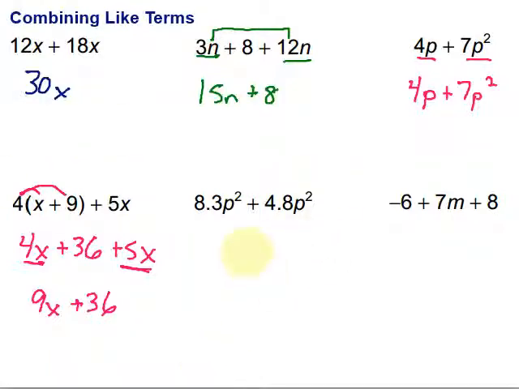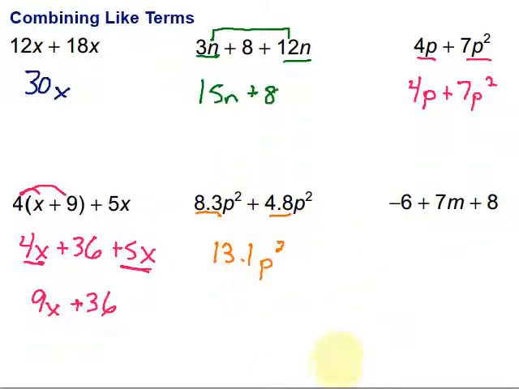Alright, how about this one? Well, here we've got some decimals going on. Well, let's look at the variables. Remember, like terms are the same variable to the same power. And in this case, we've got a p squared in both, so we can combine those. So we add those coefficients together, because notice this is a plus 4.8. So 8.3 plus 4.8 gives us 13.1, and then we've got the p squared coming along there, like so.